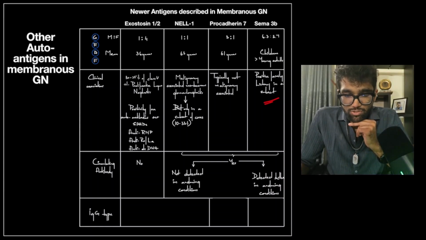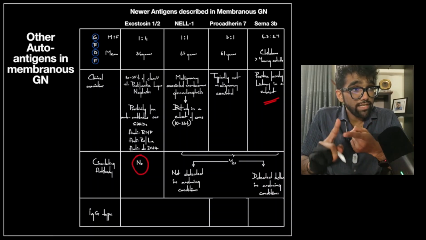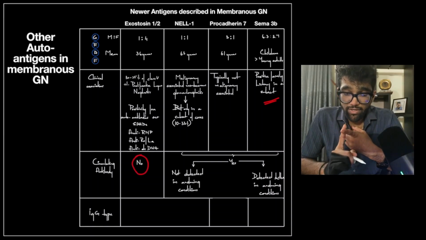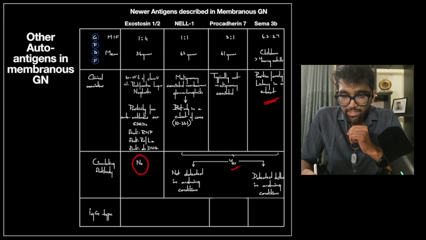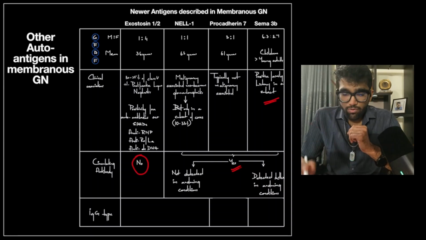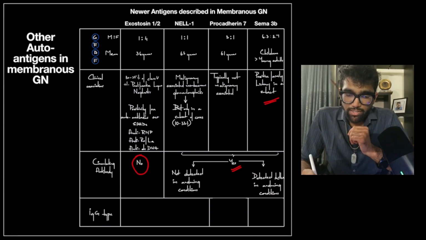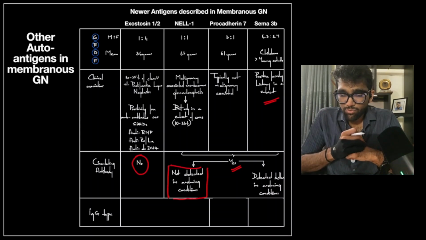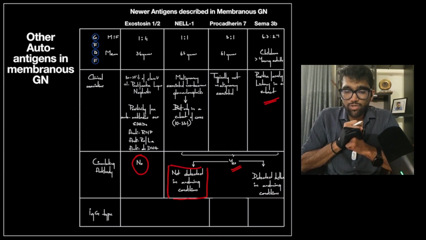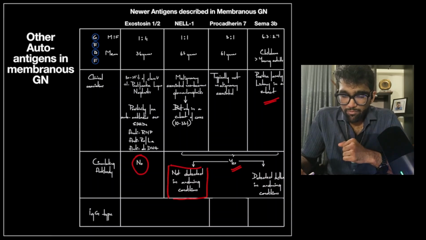Now, exhaustion 1 and 2, you will not find these antibodies in serum. So, this is only in the lupus nephritis biopsy. Okay. NEL1, procalcitonin 7 and semaphorin 3B, you find in the blood. Now, NEL1 is not detectable in reducing conditions. That means basically if I add some reducing agent into the serum before I test it, it will no longer be detectable, whereas semaphorin 3B is detectable in reducing conditions.